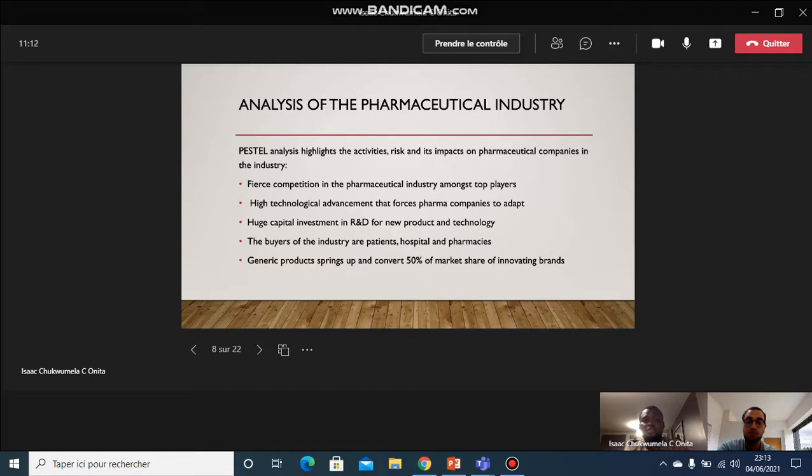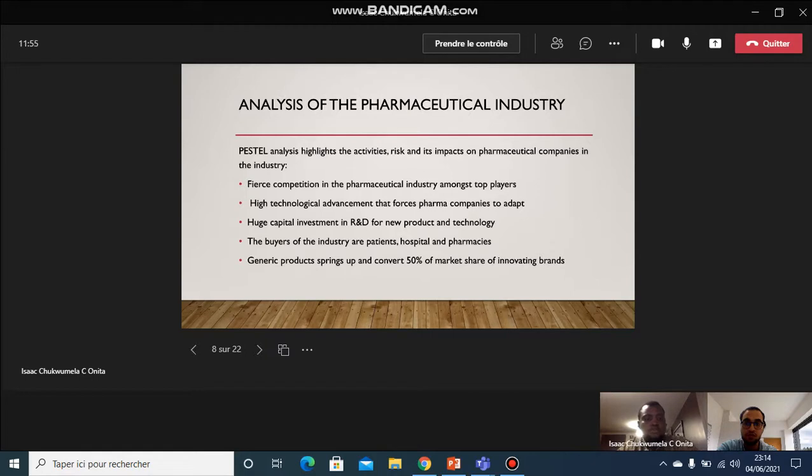We see that a few of them came through, and those ones were put in the frontier. So cases like Pfizer, AstraZeneca, and even J&J did something on vaccines, and that puts the rest of the pharmaceutical companies in the backlight. So that is the kind of fierce competition. Another point to look at is high technological advancement that forces pharmaceutical companies to adapt. It has gotten to a stage where it's either you adapt or you die, because if you do not adapt with time, you become obsolete.